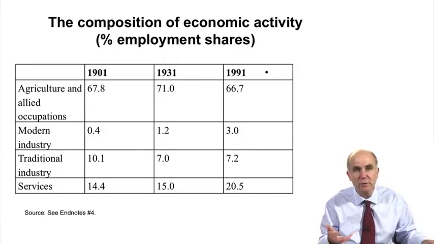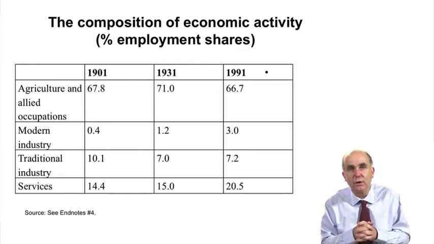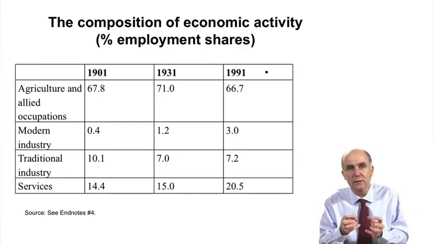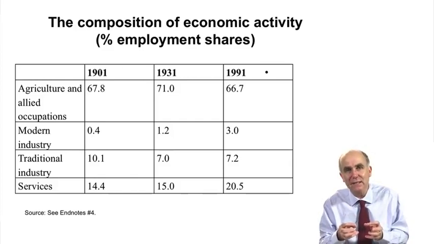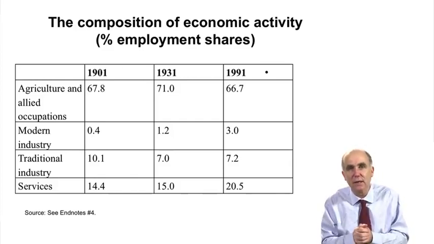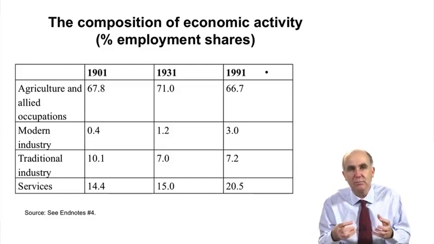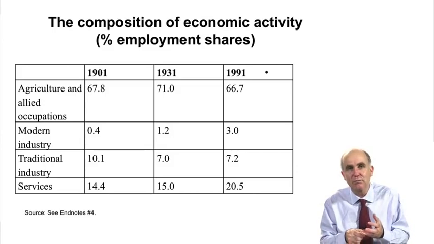The other introductory piece of information that I wanted to provide was just about the composition of economic activity in India. And this is a table which tells us the percentage of employment in different industry areas during the 20th century. And so the big point to take from this is that India is predominantly an agricultural economy.